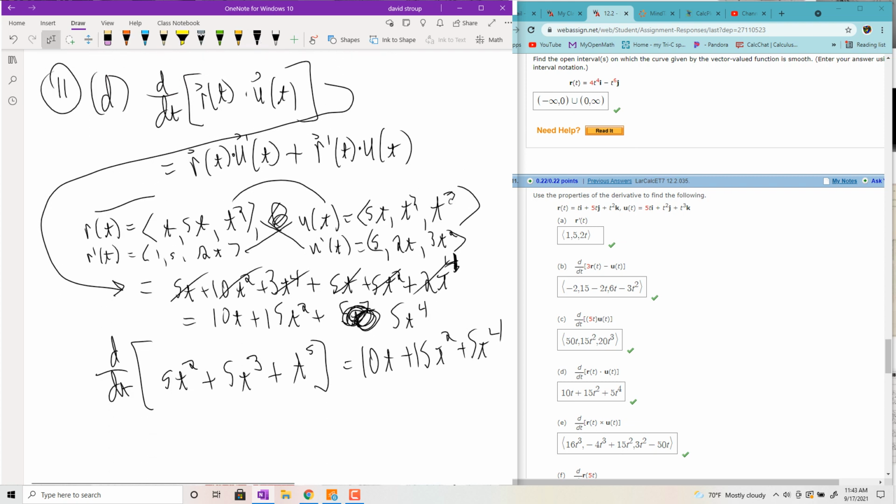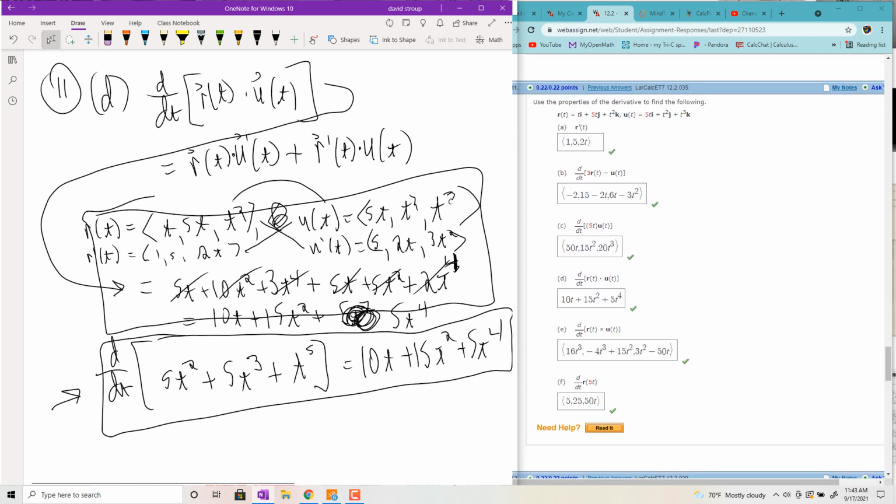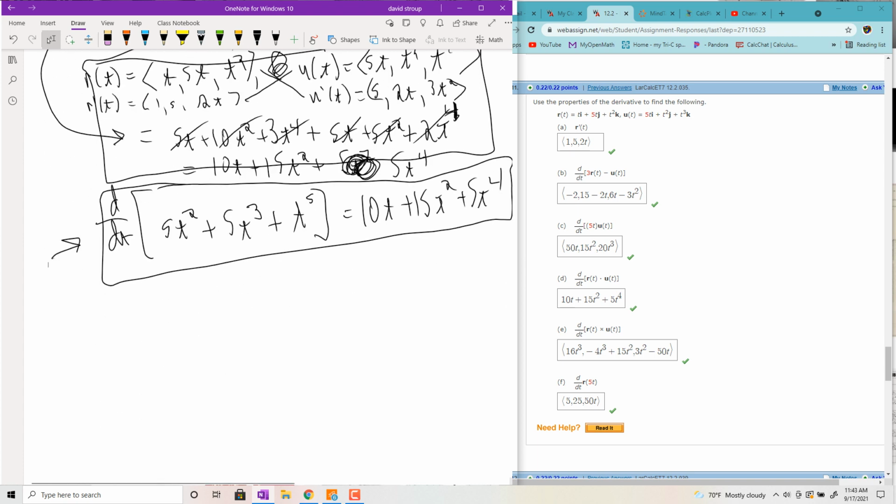Look at the amount of work I did here using their formula versus just taking the dot product and then taking the derivative of the dot product. I would rather do the non-formula version. And I think even when I did the homework, I was like, forget that, I'm just going to do the non-formula way.